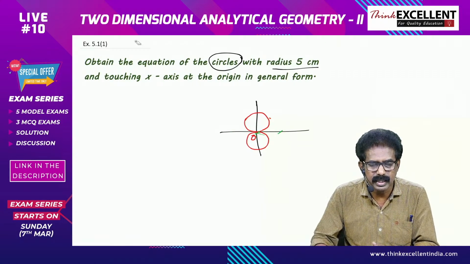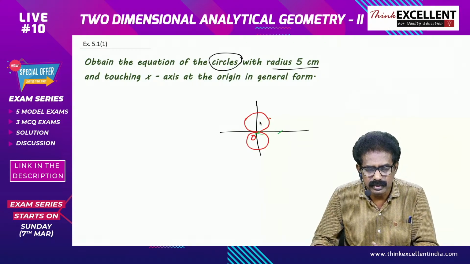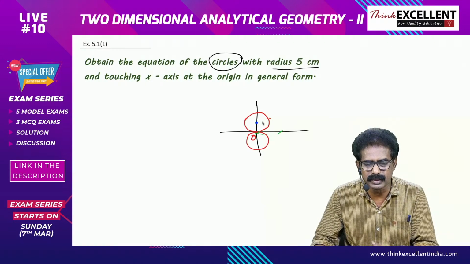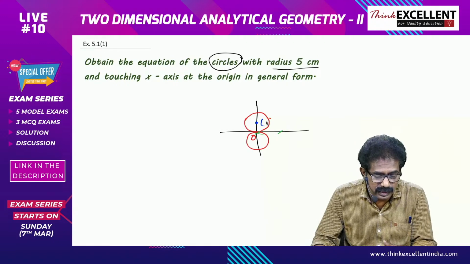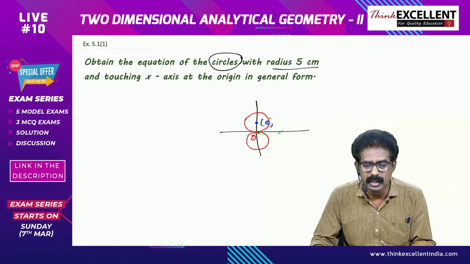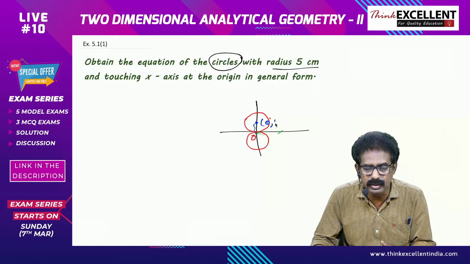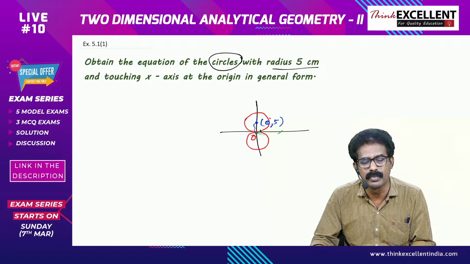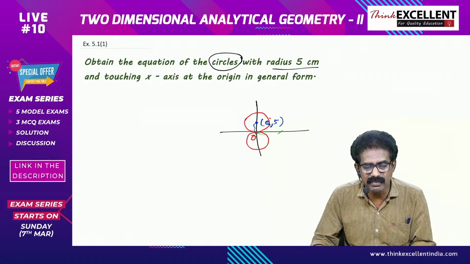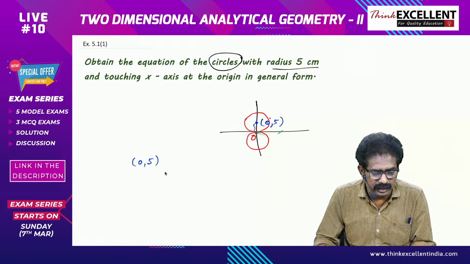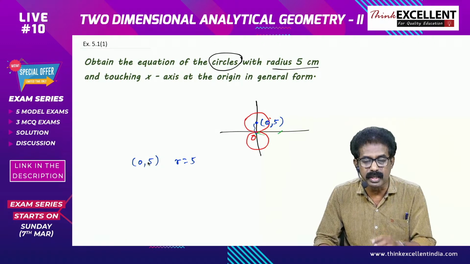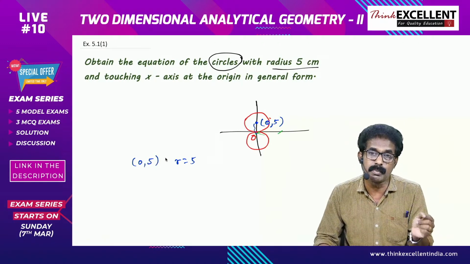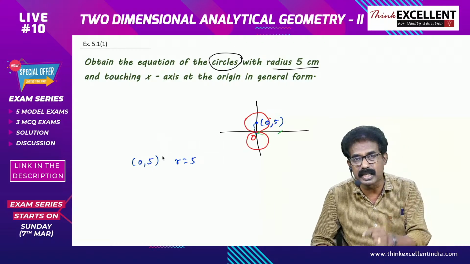Okay, can you say the center now? This is the center of the first circle. What's the center? It is on the y-axis. On the y-axis means the x coordinate is 0. Radius is 5, so this length is 5, so the point is 0, 5. This is for the first circle. So for the first circle, you take the center as 0, 5 and the radius as 5 units. Okay, so with the help of these two, you can find the equation of the circle. Same method: x minus h the whole square plus y minus k the whole square equal to r square.